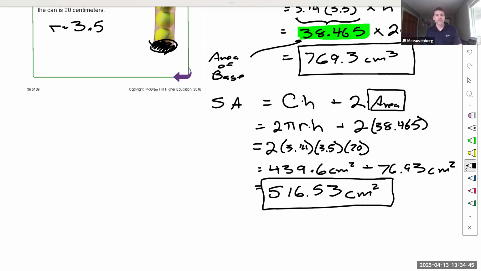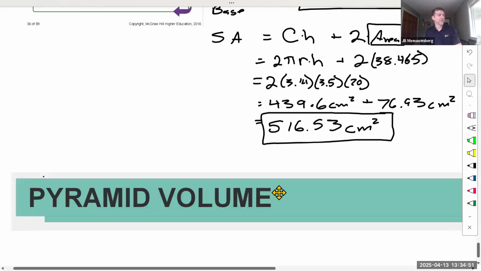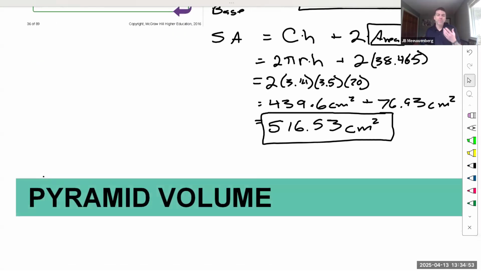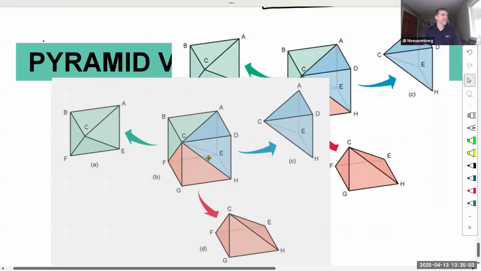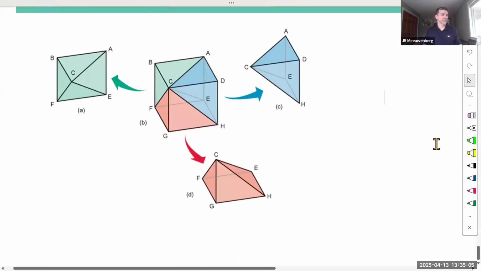So let's move on to pyramids. I could not find a good example of a pyramid in my house, anything pyramid shaped. Pyramids have an interesting, I guess, image that goes with them. So this one's a little bit harder to derive the formula. But here is what it looks like. So I'm going to take a moment to examine this.